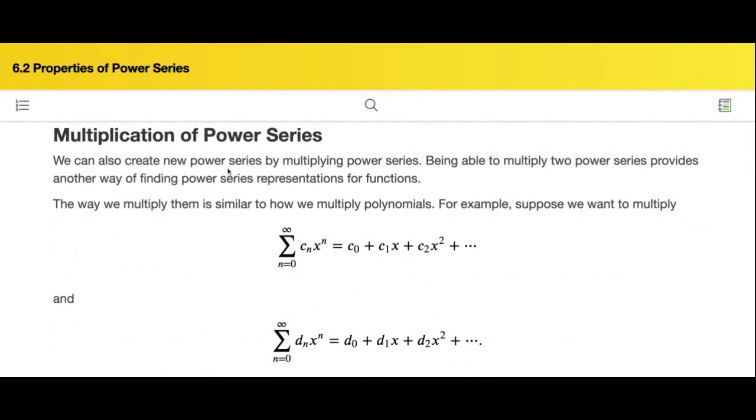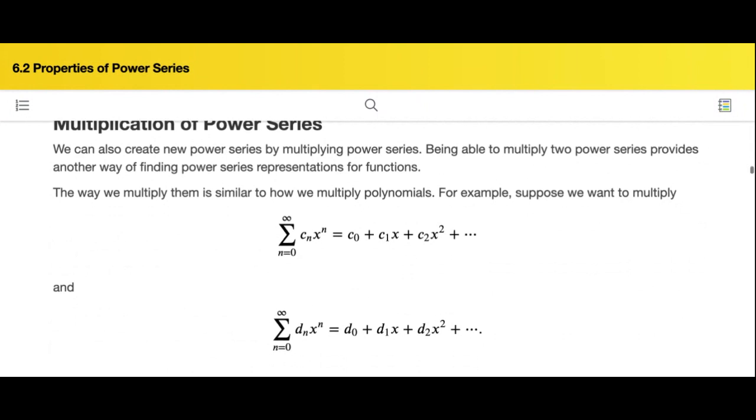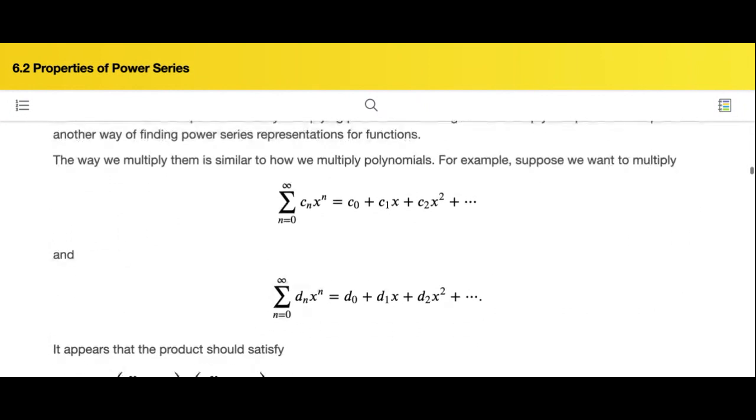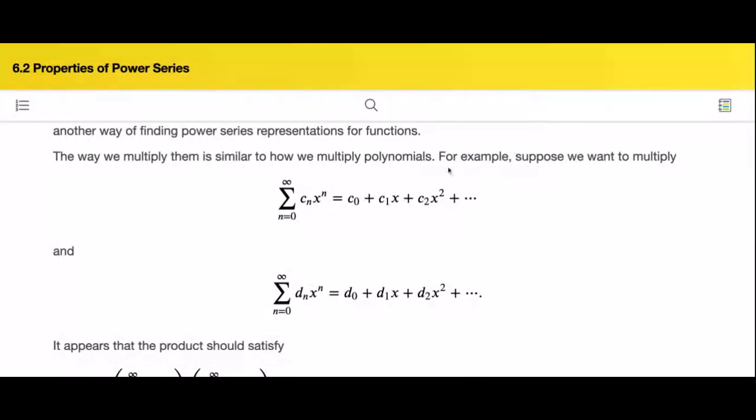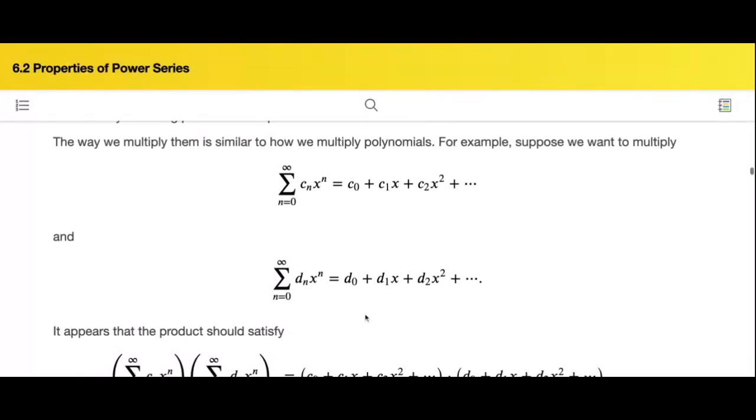We can also create a new power series by multiplying two power series. Being able to multiply two power series provides another way of finding power series representations of functions. The way we multiply them is similar to how we multiply polynomials. For example, suppose we want to multiply Σ c_n x^n with Σ d_n x^n.